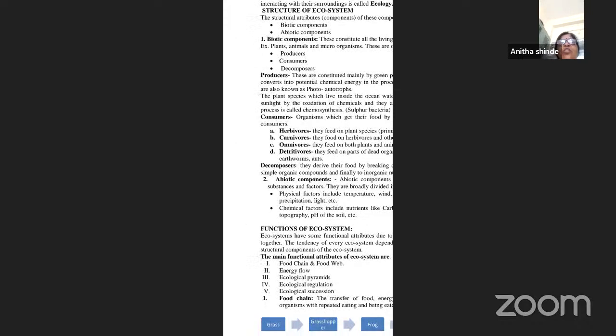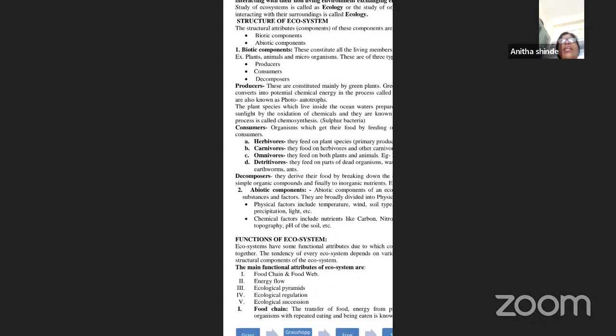The consumers are the human beings as well as the animals. We depend on the plants for food. Plants do not depend on anything. Plants synthesize their own food, which is why they are called autotrophs. But consumers depend on the plants for their food. So that is why we are called consumers.